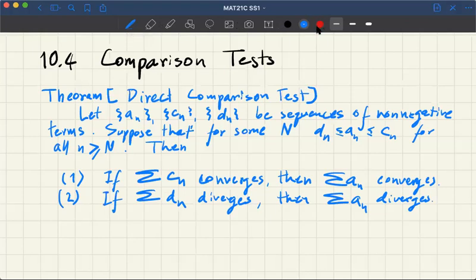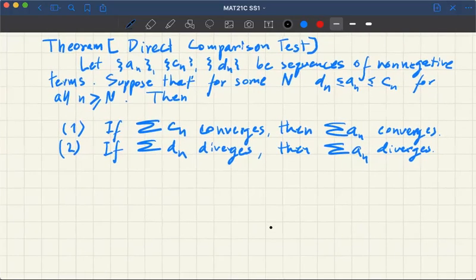Anyone want to explain briefly why this theorem is true? You can try to say it. It's okay if it's not correct. I want to hear what you think.